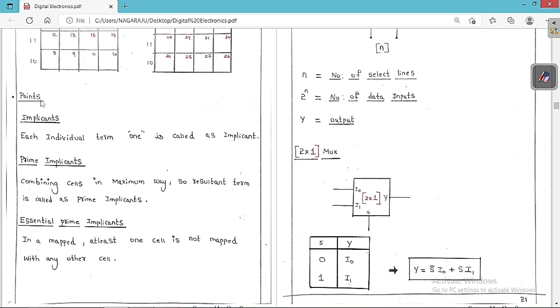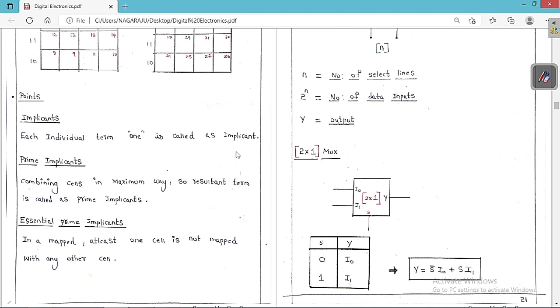So now some important points regarding the Karnaugh map is implicants. Implicants means each individual term. Each and every individual term in a Karnaugh map is called an implicant.